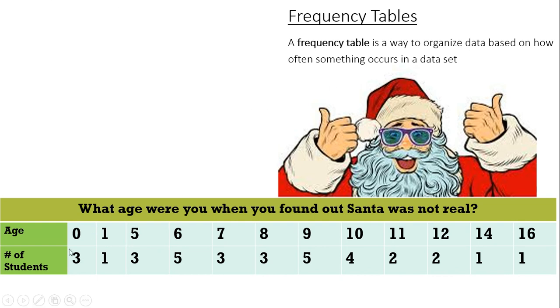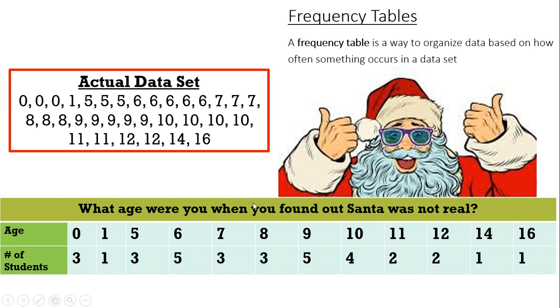So you can kind of see that the age is up at the top of our table, and then how many students were that age when they realized Santa wasn't real. So we can see that there was 3 at age 0, 1 at age 1, 3 at age 5, 5 at age 6, which is quite a lot. 3 at age 7, 3 at age 8, 5 at age 9, another one that occurs pretty frequently, 4 at age 10, 2 at age 11, 2 at 12, 1 at 14, and 1 at 16.